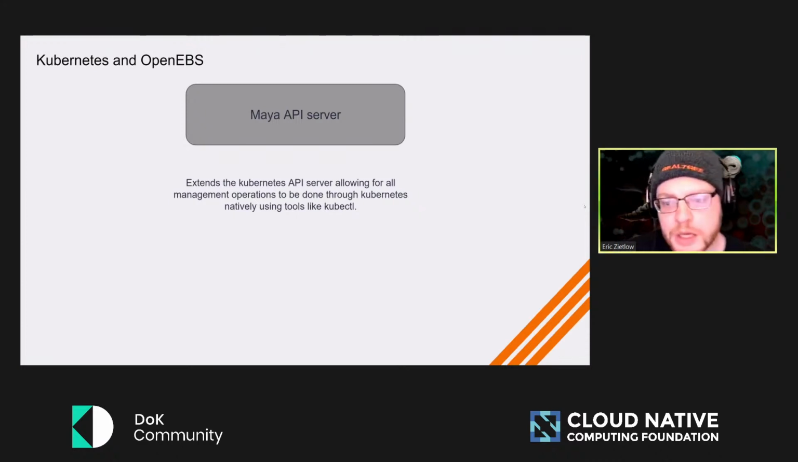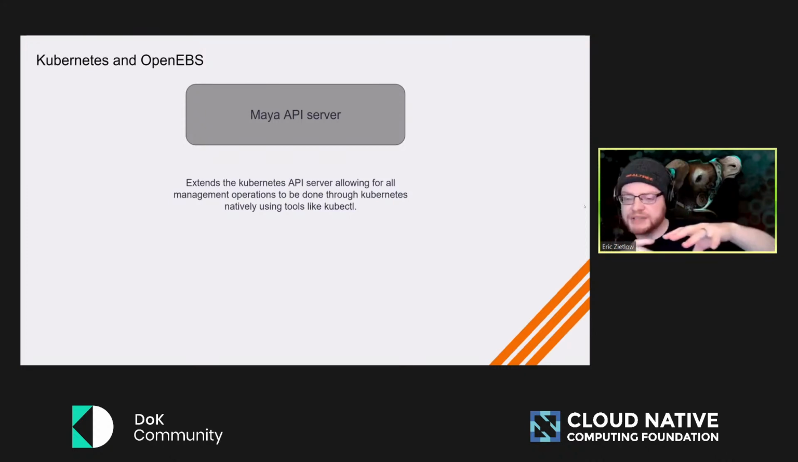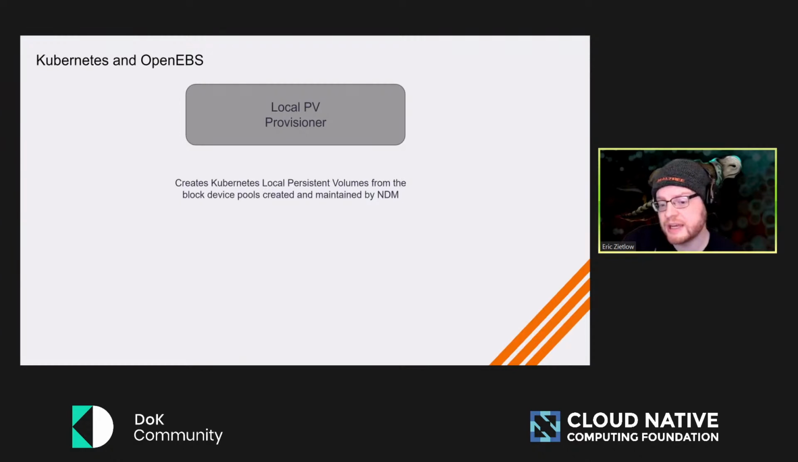Cool, awesome. So the Maya API server just extends the existing Kubernetes API server. So when I run my commands, I'm running everything as kubectl commands, in a Kubernetes native way. The local PV provisioner creates the actual persistent volumes. Those volumes that we're going to use the PVC to latch onto are created with the local PV provisioner. Now, those are created in a block device pool that's maintained by NDM.